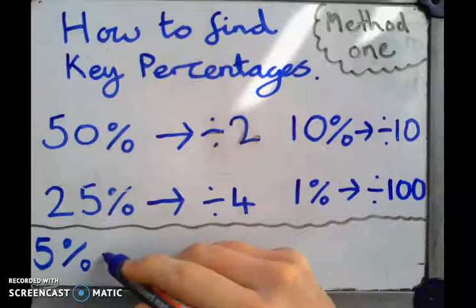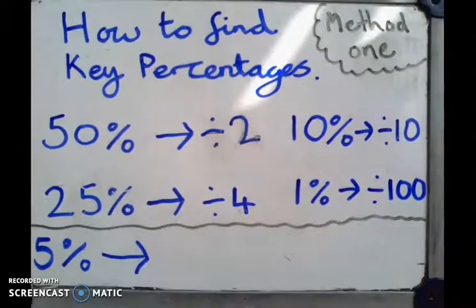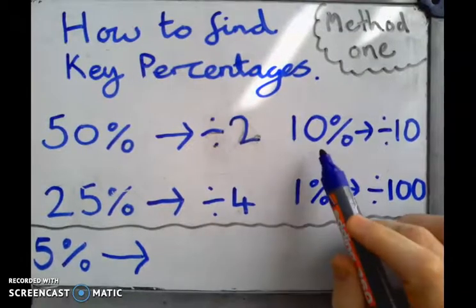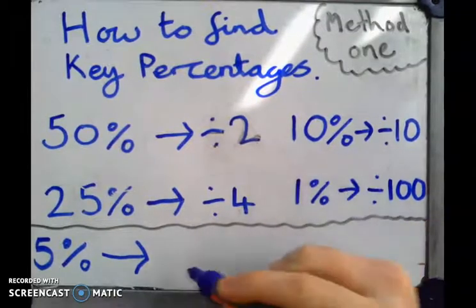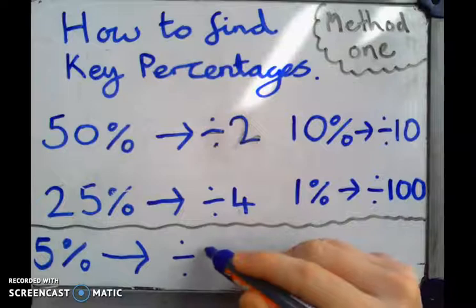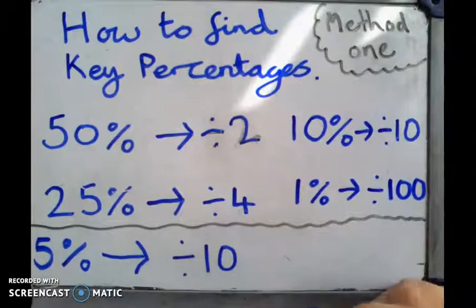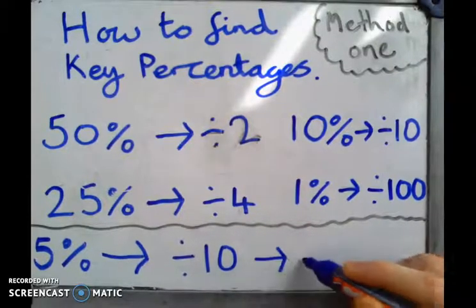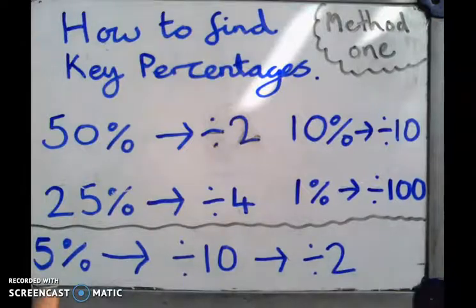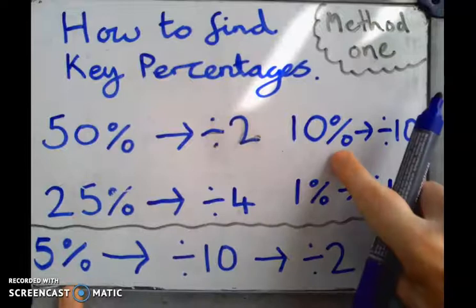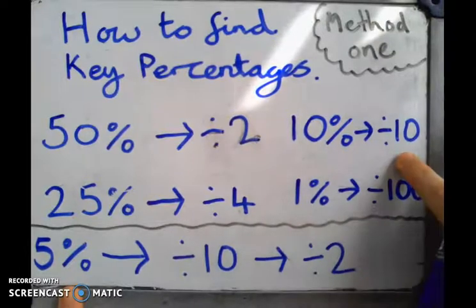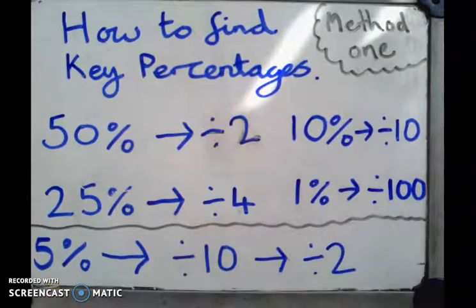We can also now find 5% of a number, which is also a useful percentage, because if we can find 10% of a number, divide by 10, and then there's a second step, divide it by 2, and that will give us 5%. So to find 5% of a number, first find 10% by dividing by 10, then divide whatever your answer is by 2, and that will give you 5%.